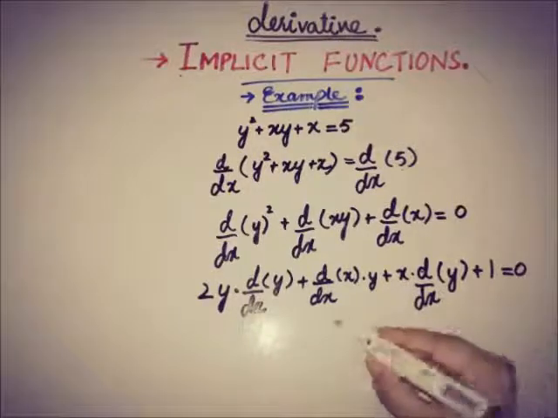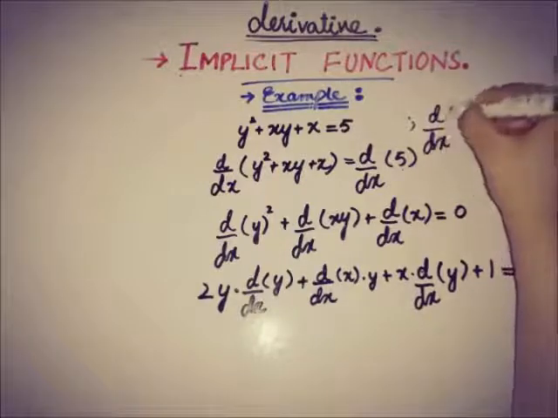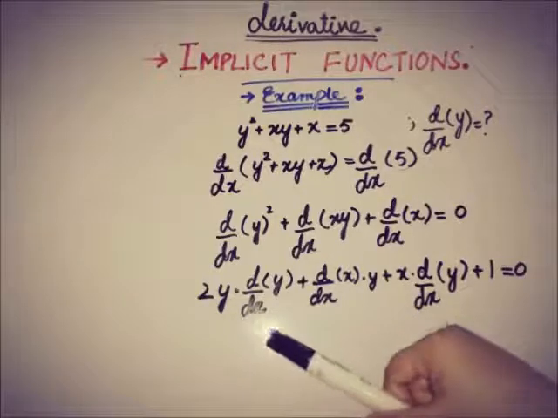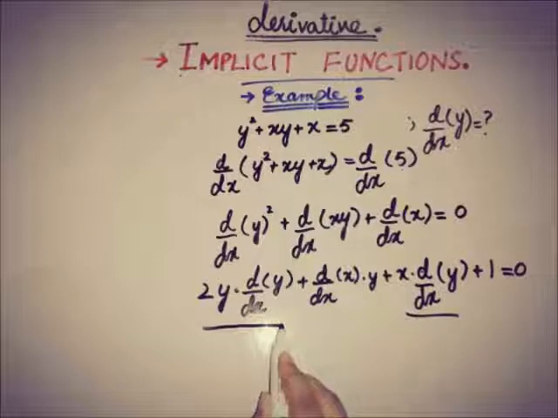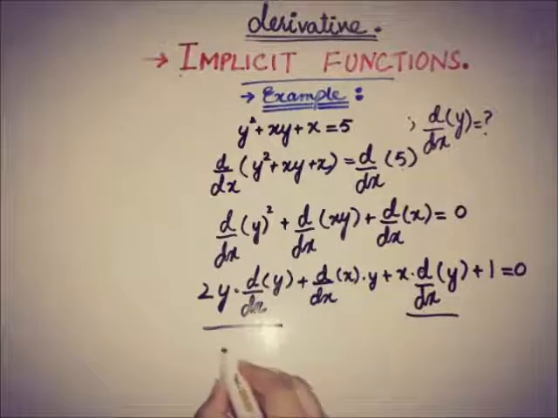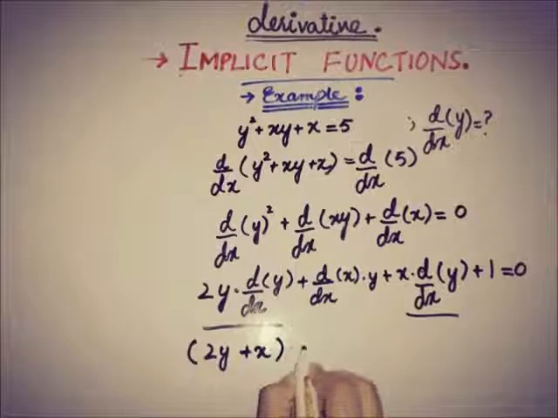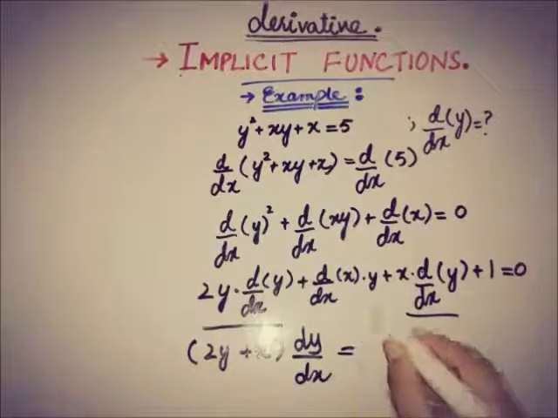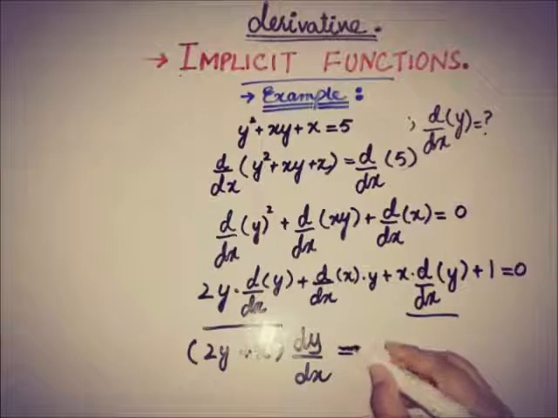We will simplify it further because we are interested in finding the rate of change of y with respect to x. So 2y dy by dx and x dy by dx, these two terms contain the rate of change of y with respect to x. So 2y plus x, taking out common the rate of change of y with respect to x, and the remaining terms, that is 1 and y, will go to the other side of the equation.